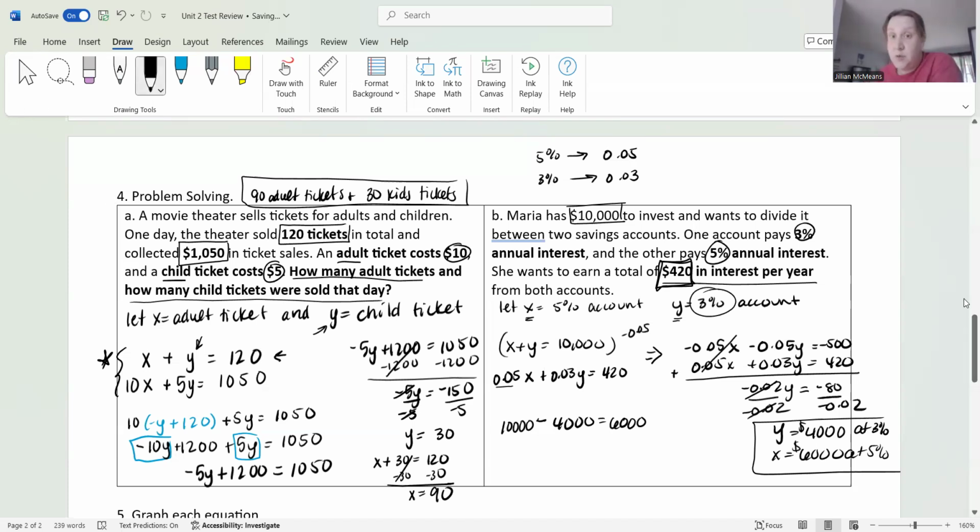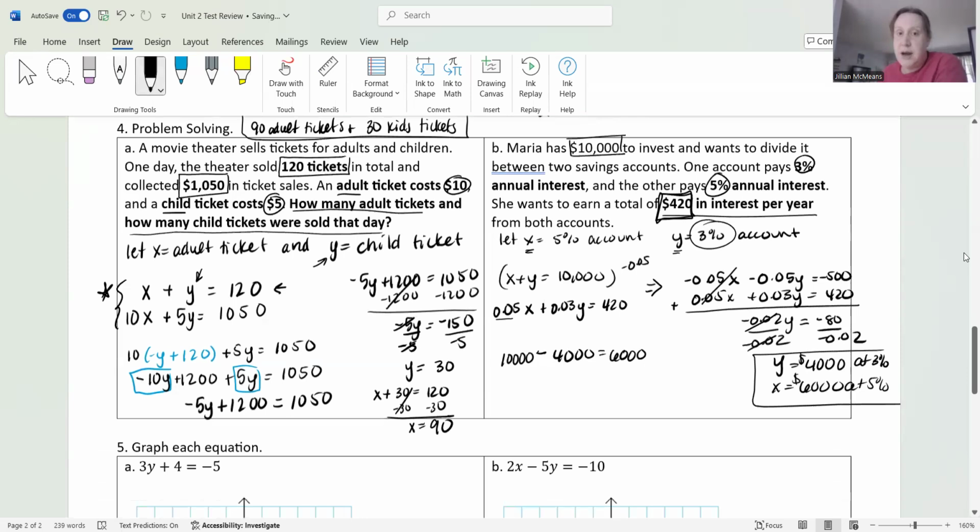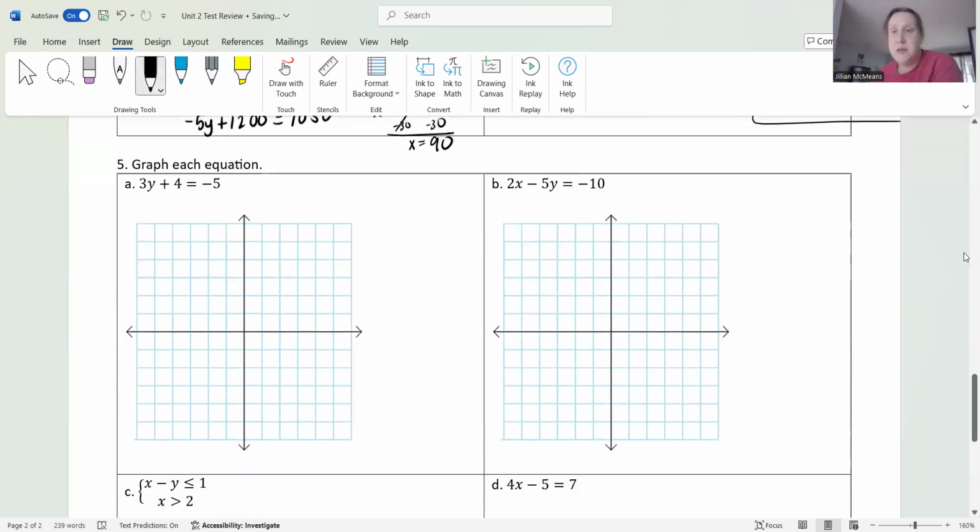Now question 5 were some graphs, and again, I zipped through these graphs so fast. So let's take a few minutes and go through them a little bit more efficiently. Okay. So for question 5, it says graph each equation, and the first equation we have is 3y plus 4 equals negative 5. Hopefully what you notice is missing here is an x, okay? So when we're graphing in this two-dimensional world using the Cartesian plane, we always have an x and a y. Well, if we have a situation where one of the variables is missing, that means we can't touch that axis.